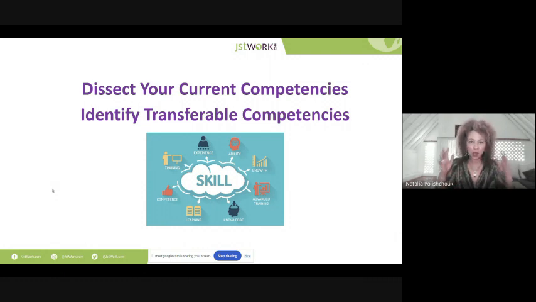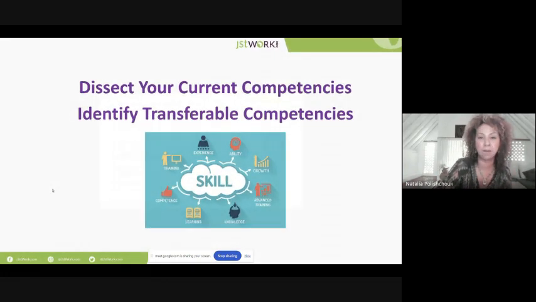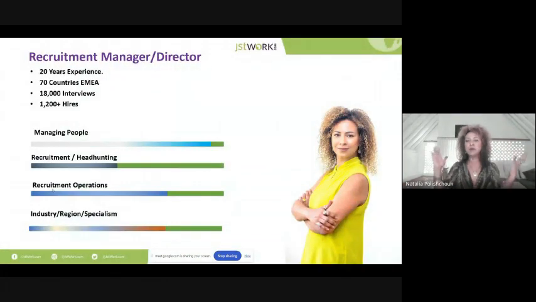Whereas, when you are looking potentially to shift careers, you should have a minimum of 7 to 10 years in a role. And therefore, you already have gained some experience, and you are now looking to change careers, transfer potentially your skills. So I'm going to use myself as an example. Now, I am a recruitment manager, recruitment director, 20 years of experience, 70 countries, 18,000 interviews, over 1,000 plus hires.